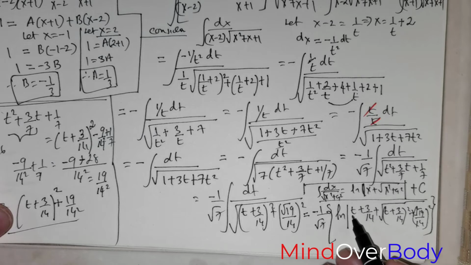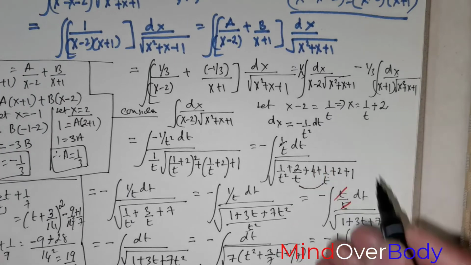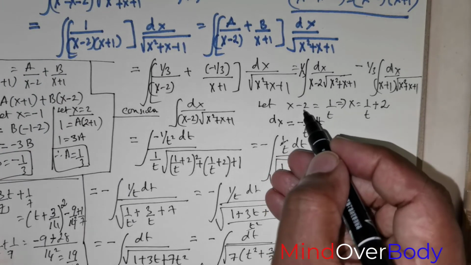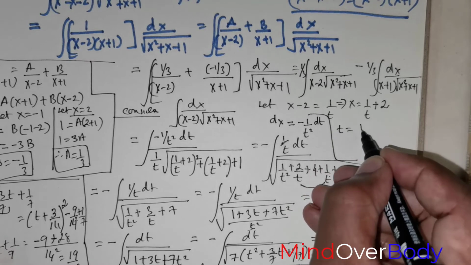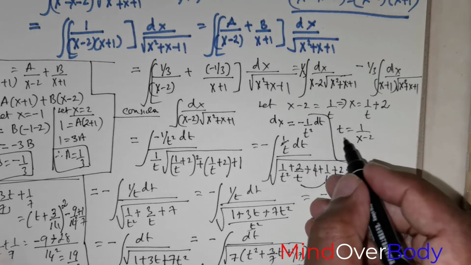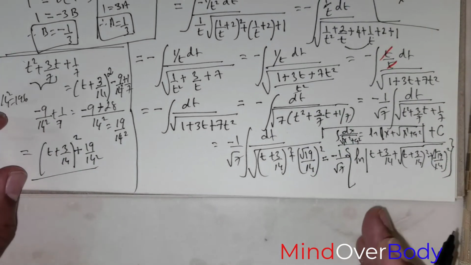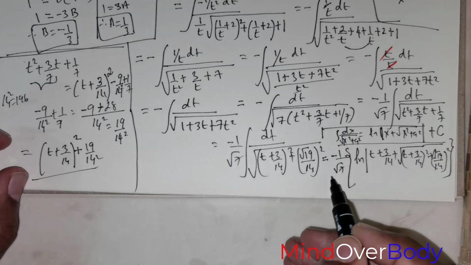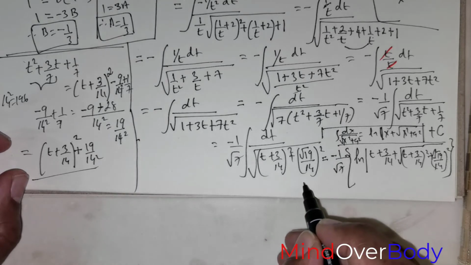We will have to go back to the x component because this is t. So let me just show you. Now x negative 2 is equal to 1 over t. Now from here t will be equal to 1 over x negative 2. So in place of t I need to substitute 1 over x negative 2. So if I were to make that substitution, I'm trying to squeeze the output over here. So let me try to do that.